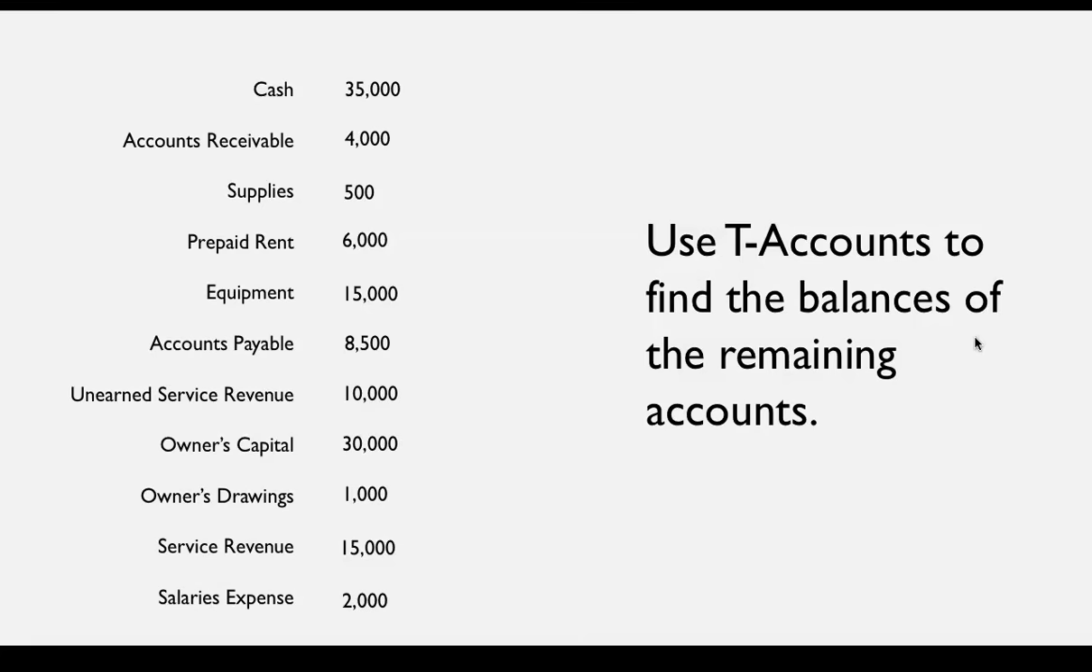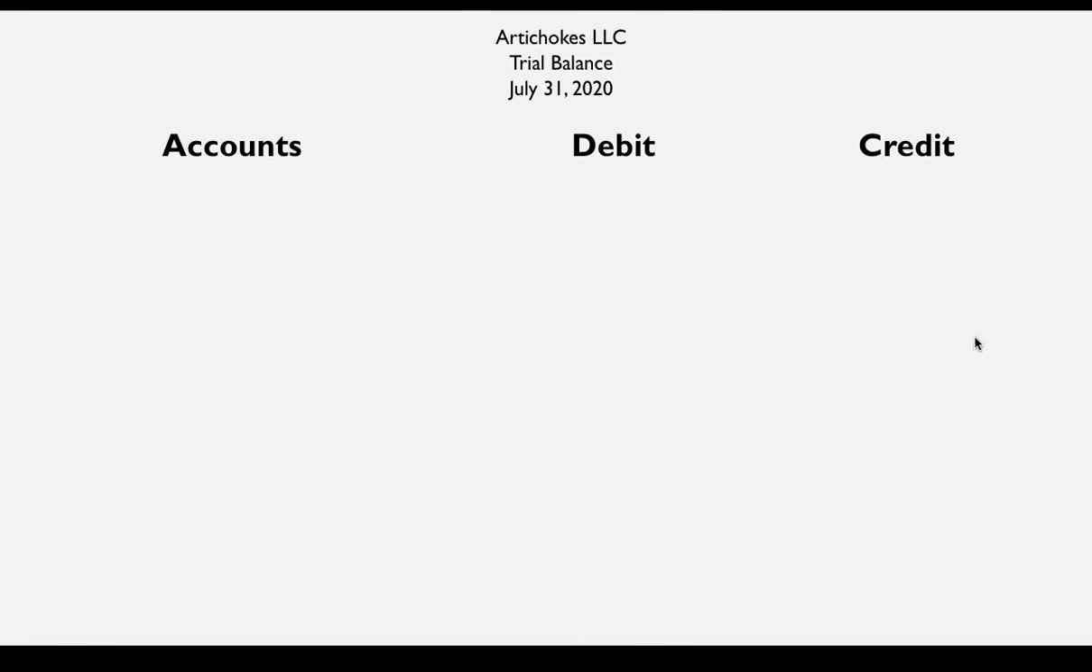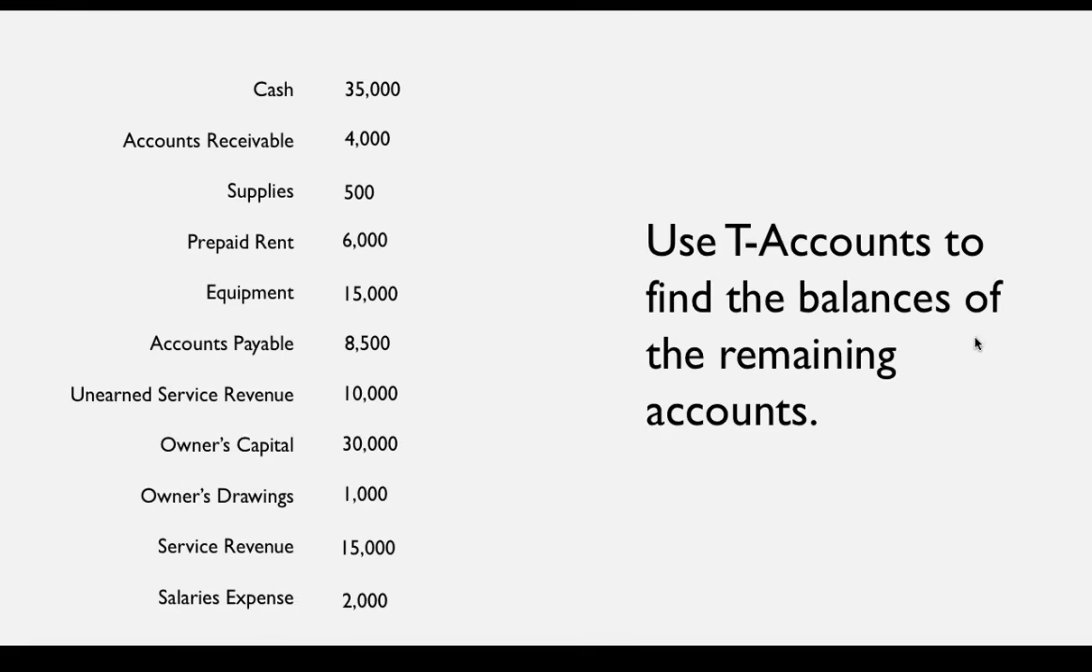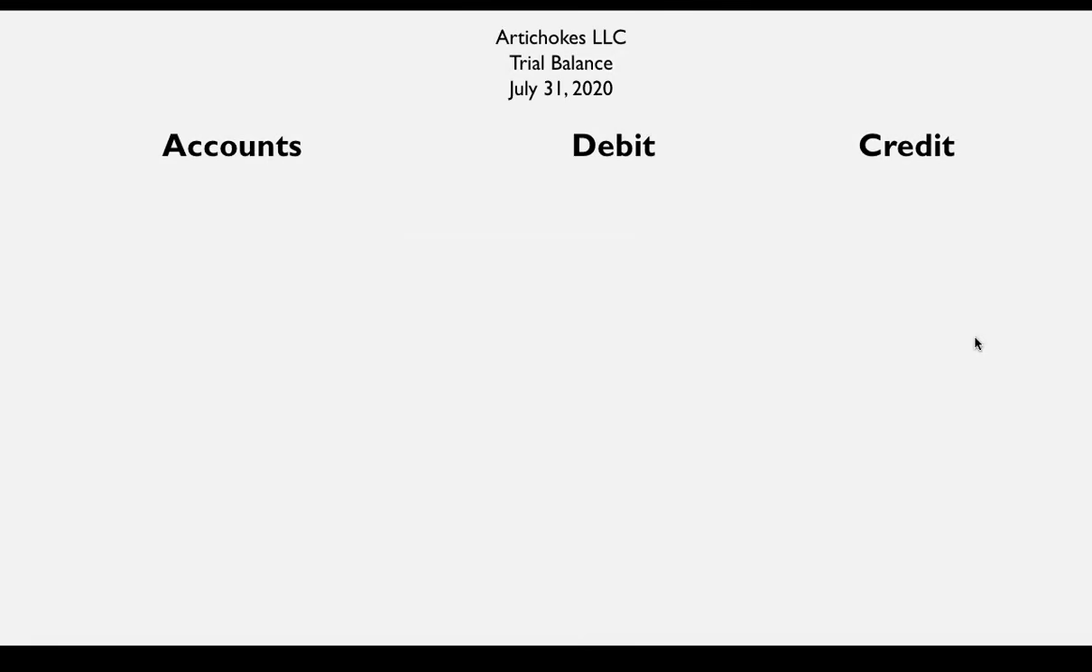So the next step is to finally prepare this trial balance. So we can now prepare a trial balance. A trial balance is going to list out all of your accounts, and then those balances that we found on the last slide, we're going to list those out as either a debit or as a credit balance, depending on that account's normal balance or which side the balance ended up on when we were using the T accounts.